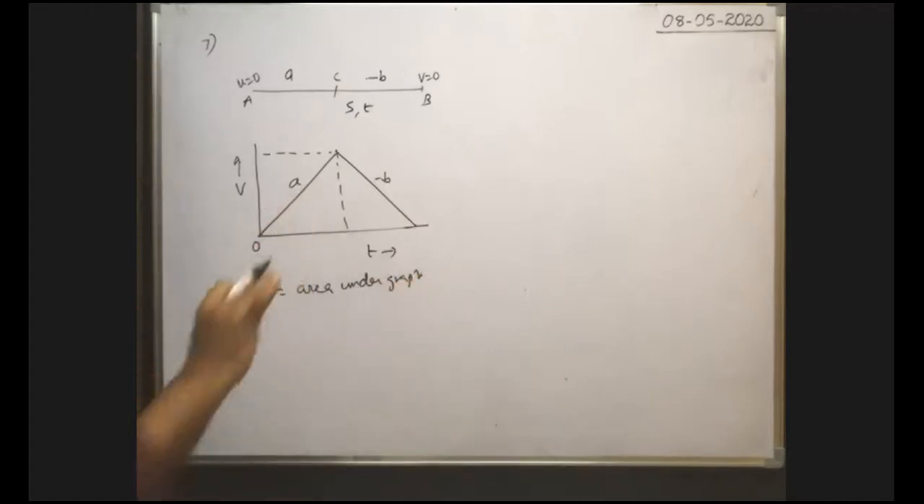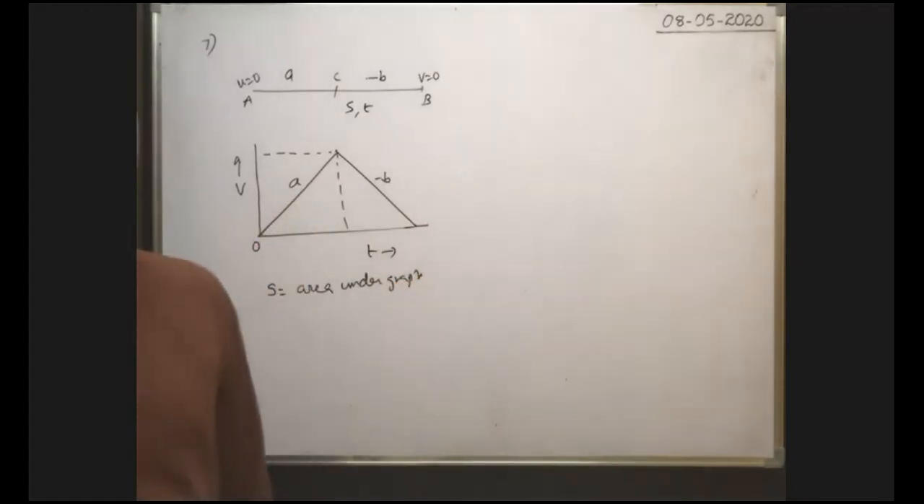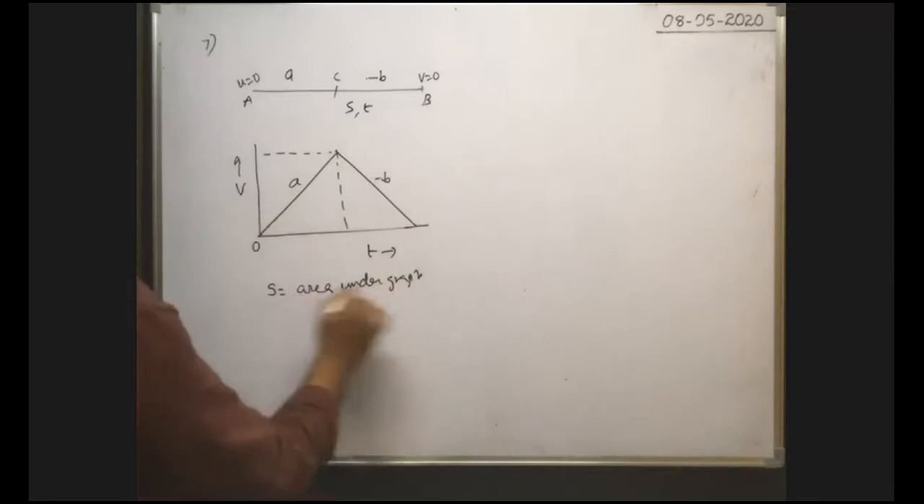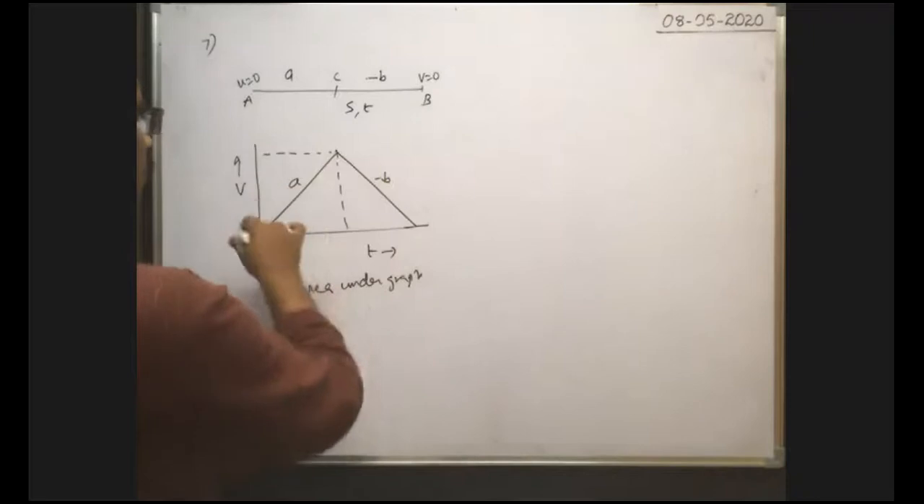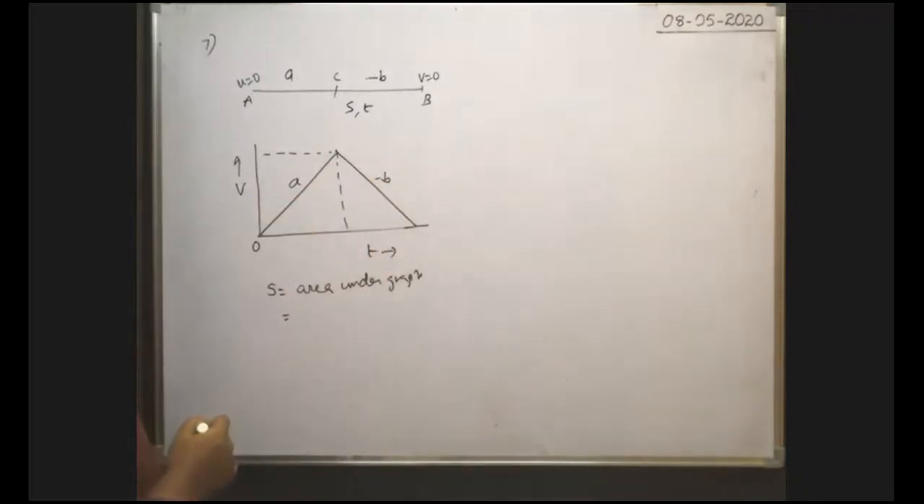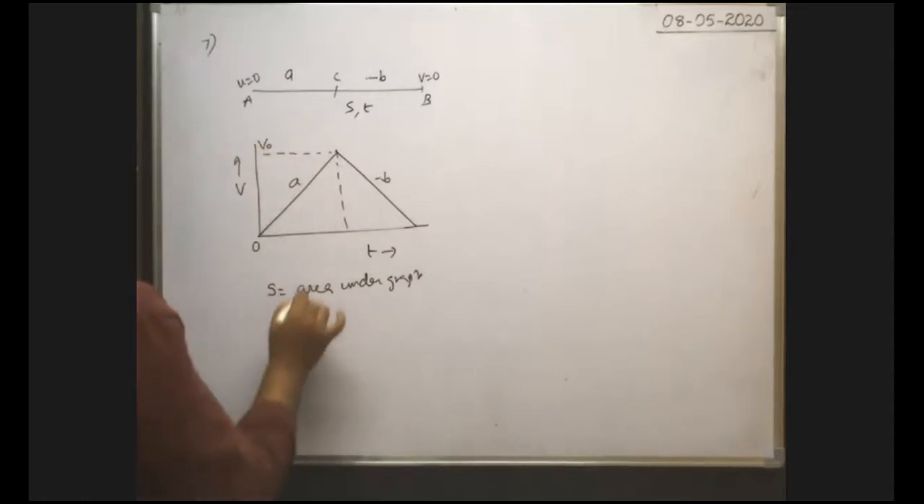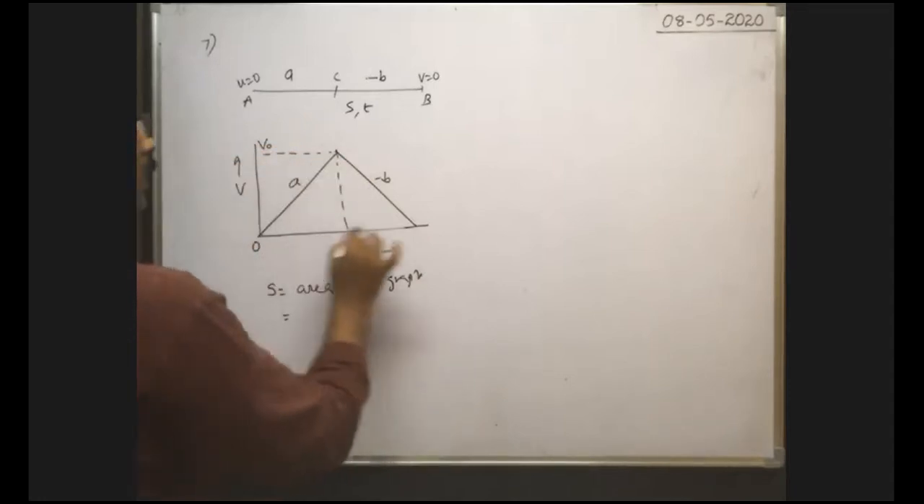Because area under the velocity time graph gives distance, no? Area under the velocity time graph gives v into t, and v into t means distance. That's why the distance is the area under the graph, which is just a triangle. Exactly at this point, suppose the velocity is v naught, then area under the graph means the total time of journey is given as t.